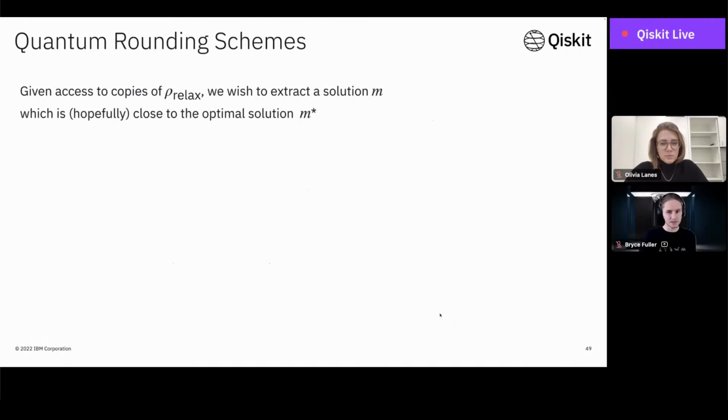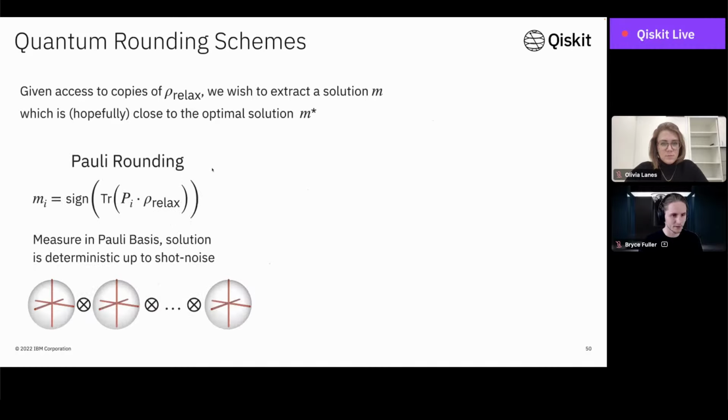Okay, so the problem setup is we're given multiple copies of ρ_relax, or alternatively, just the ability to prepare it over and over again. And we need to somehow pull out a bit string M, which we are hoping is close in objective value to the optimal solution, which I'm going to call M star. And again, M star is not known. This is really what we would like to estimate.